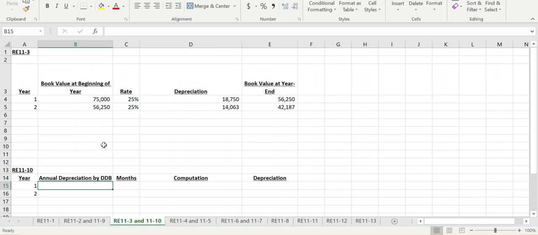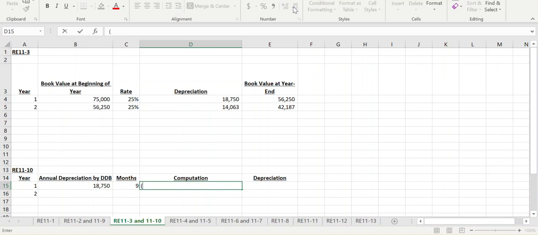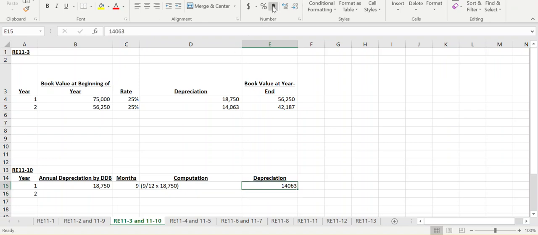So we know that the annual amount of depreciation expense, if we owned it for that entire year in year 1, would have been that $18,750. We bought it on April 1st, so we have to include all of April through all of December, which means that we've owned it for 9 months. So our computation then, 9 months out of 12 times the $18,750 tells us that we'd have annual depreciation of $14,063 in that first year.